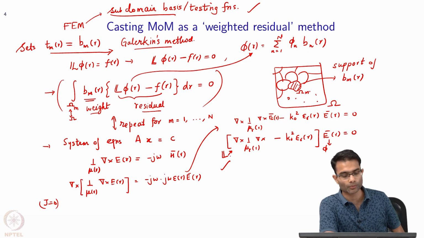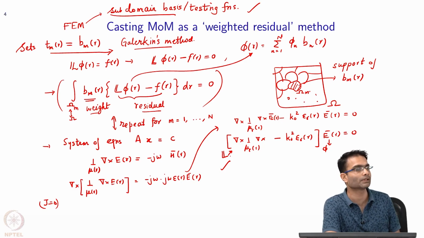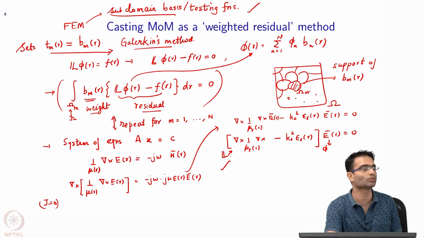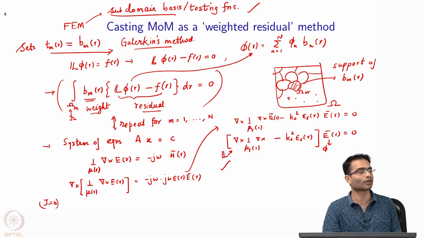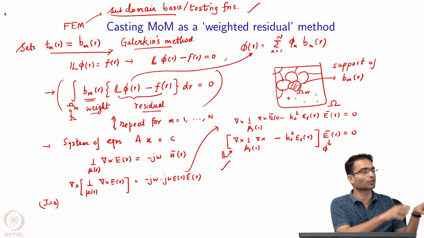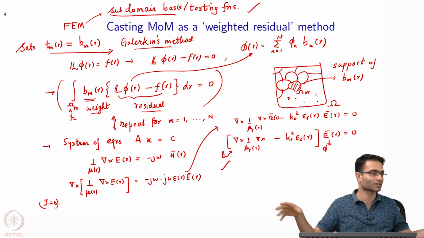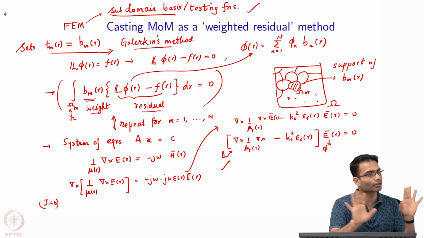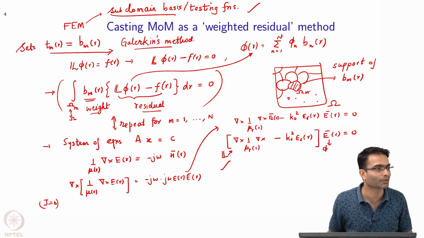You notice that in every single new method that we come across, we always start from Maxwell's equations and take it through either a differential route or an integral route, and then different methods come from there. The starting point, all you need to know, is Maxwell's equations and a little bit of vector calculus.